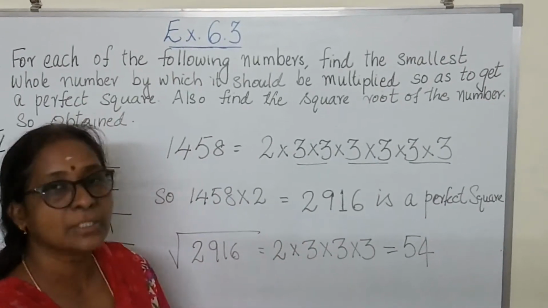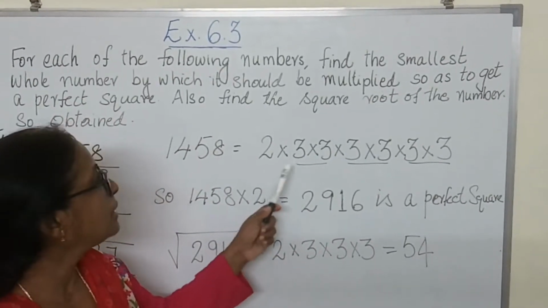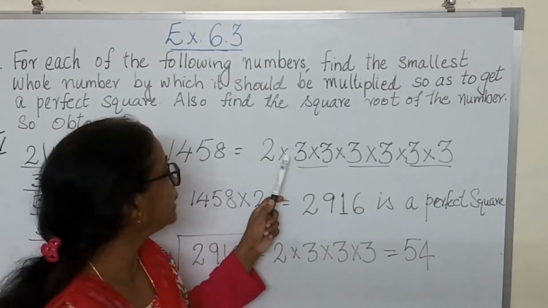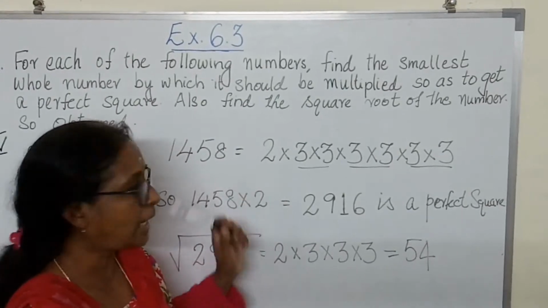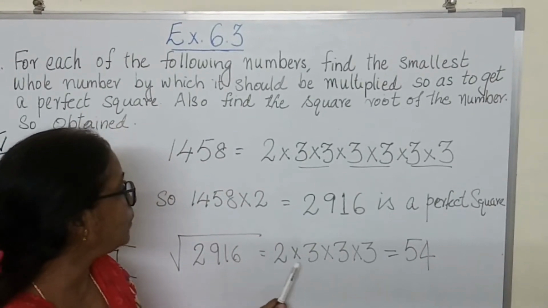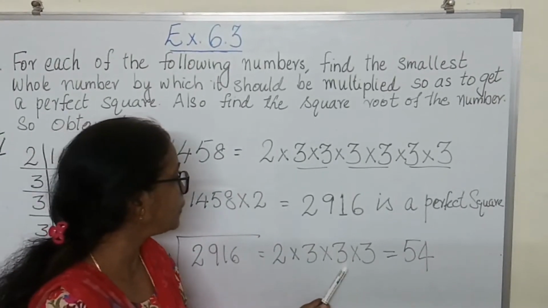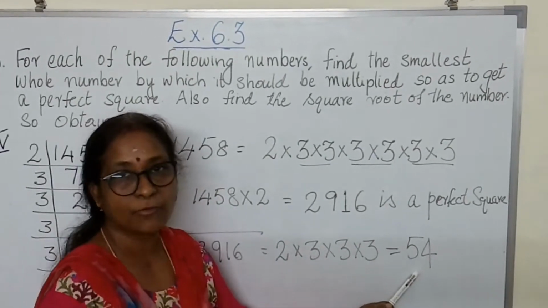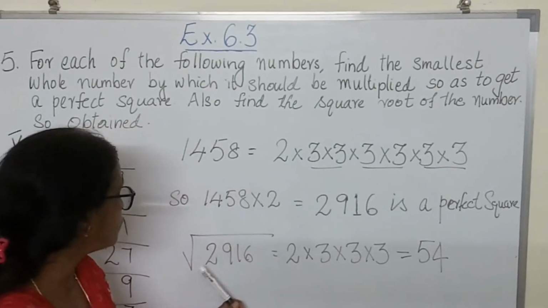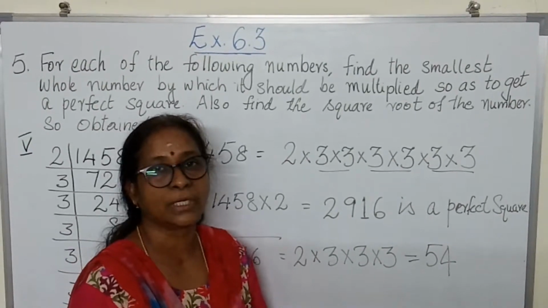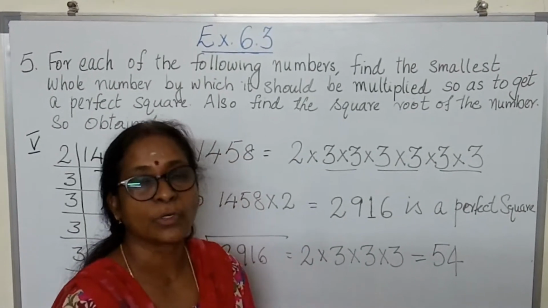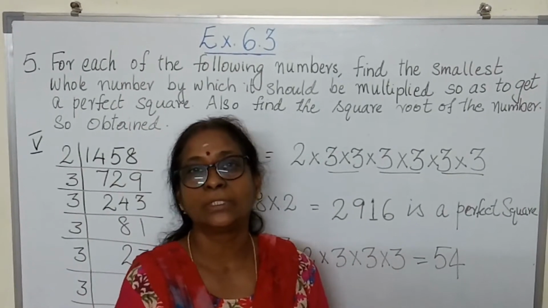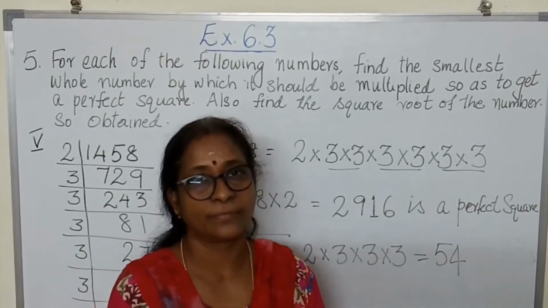Now to find the square root of this perfect square, we take one factor from each pair. So we get 2 multiplied by 3 multiplied by 3 multiplied by 3, which is equal to 54. So the square root of 2916 is 54. There are 6 questions in this. You need to do the remaining 3 yourself.